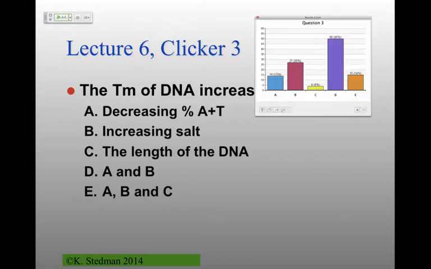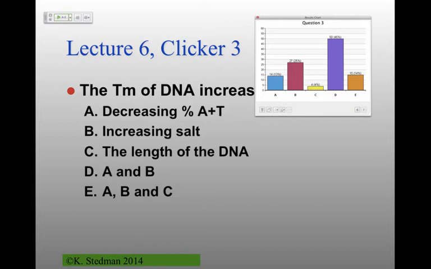Okay, there seem to be some more differences of opinion on this one. So Tm of DNA increases with decreasing percent A plus T, increasing salt, length of the DNA, A and B, or A, B, and C. Nobody likes the length of DNA, which is good because that's not the case. And that's one of the really interesting things about DNA is that once you start to have denaturation, it happens really fast. And it's really independent of the length of the piece of DNA that you're looking at for the most part. Then increasing salt.